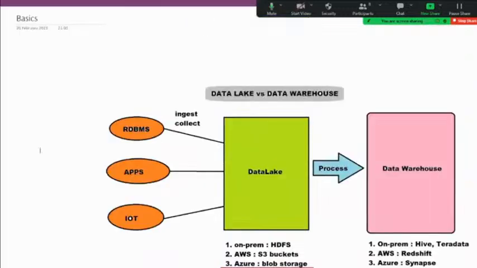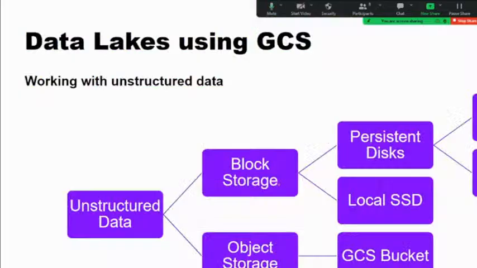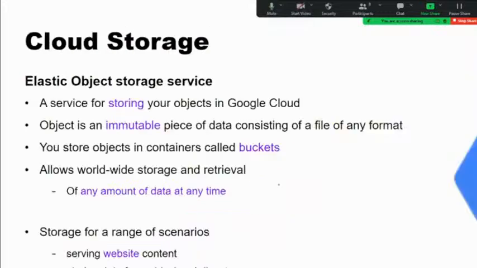Now let us see data lakes using GCS. In the Google Cloud Platform, we have Google Cloud Storage acting as a data lake. What is that? Let us see now. So this is Google Cloud Storage as a data lake in the GCP. So what is Google Cloud Storage, guys? Let me go to the paint and try to explain to you one by one.